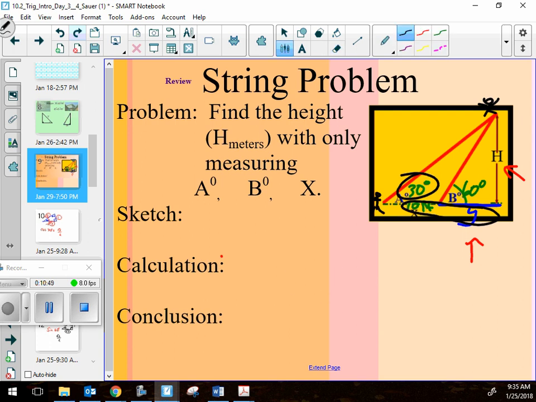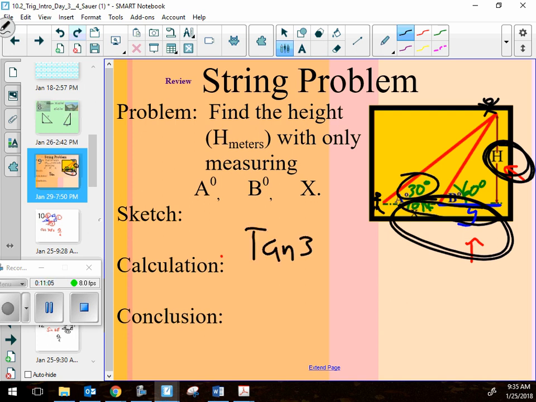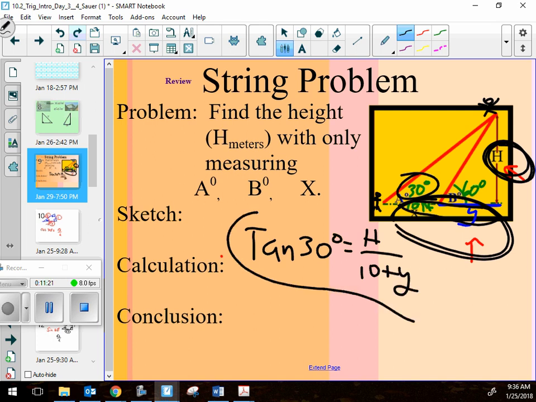For that 30-degree angle, what sides do I have? I have its opposite and I have its adjacent. For the 30-degree one, that's the big triangle, I have its opposite and its adjacent. That's tangent. Tangent of 30 is TOA, opposite over adjacent. I can now fill in what opposite is. Opposite is h over adjacent is 10 plus y. There's an equation.